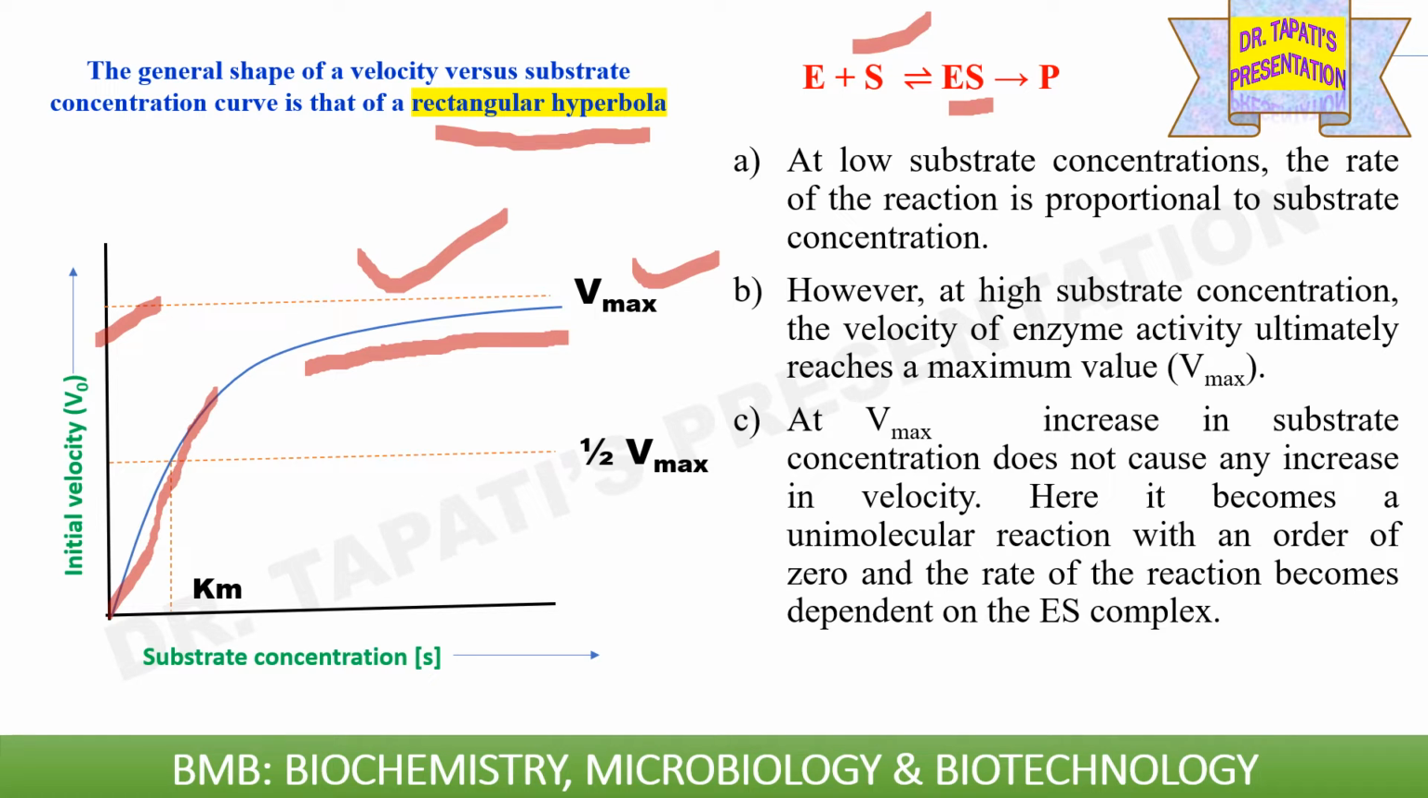So initial velocity is dependent on the concentration of the substrate. If you increase the concentration of substrate, initial velocity will increase in this region, but at higher concentration there will be no change in the velocity if you increase the substrate concentration. In that region, the rate of the reaction or initial velocity is dependent on the concentration of ES, not the S.